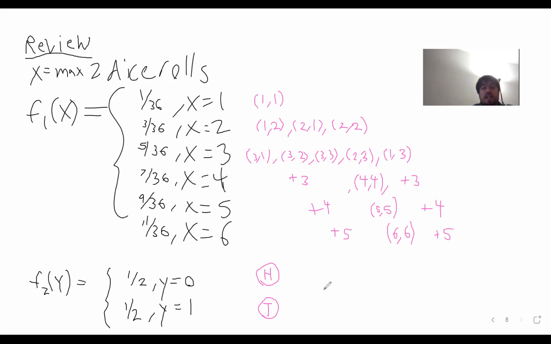And so f of x comma y is just f sub 1 of x times f sub 2 of y. Now this equation is not always true, but it's true in this example because x and y are independent. Remember? So x and y need to be independent. And so in this example, we see that they are independent.